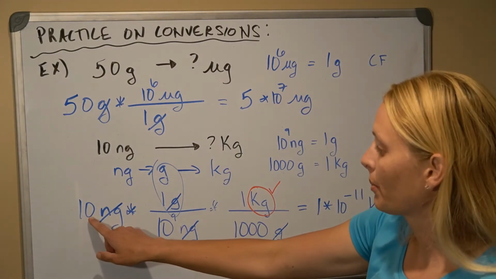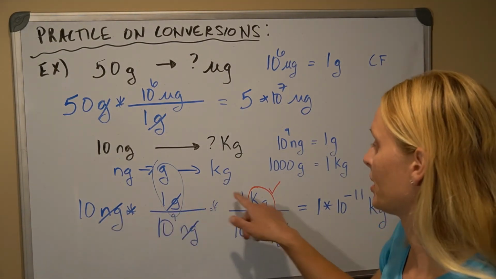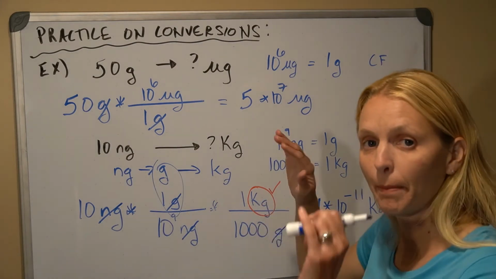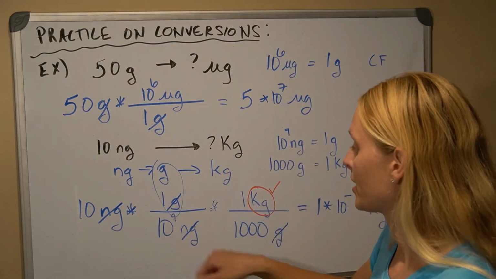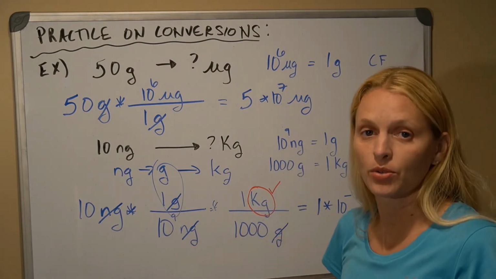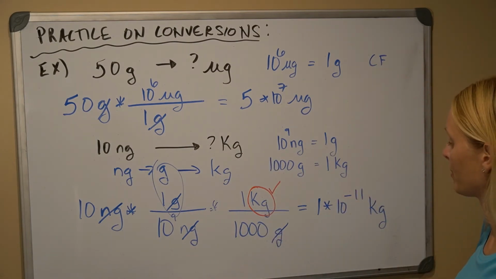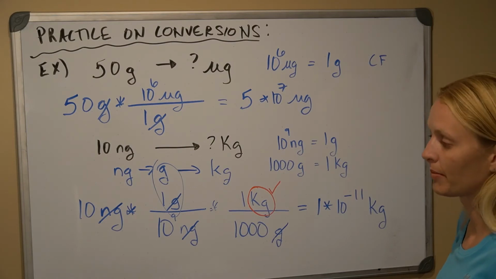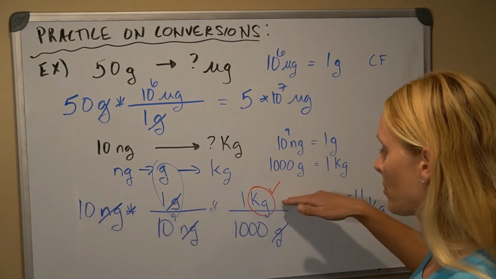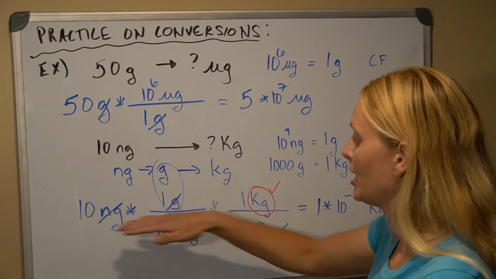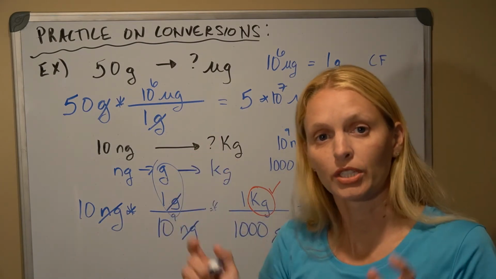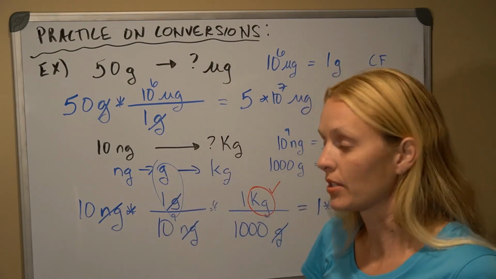In my calculator, I'm going to put 10 times 1 times 1 divided by parentheses 10 to the 9th times 1,000 end parenthesis, and that is my number there, 1 times 10 to the minus 11th kilograms. Okay, so you're just going to multiply the numbers on the top, and then you're going to divide by the numbers on the bottom. Again, you need to use parentheses accordingly.